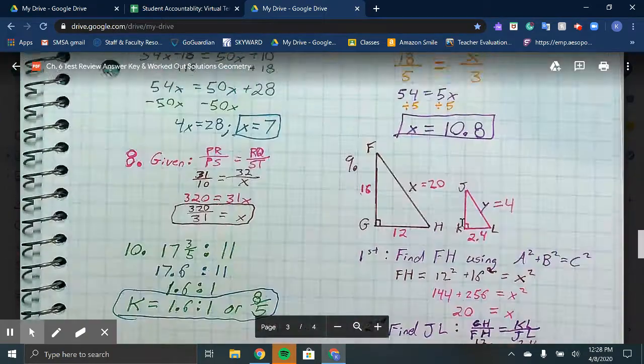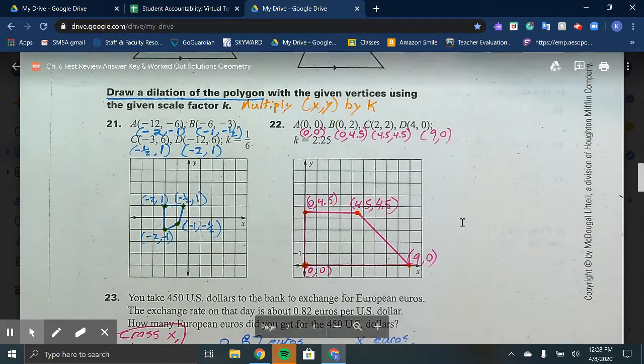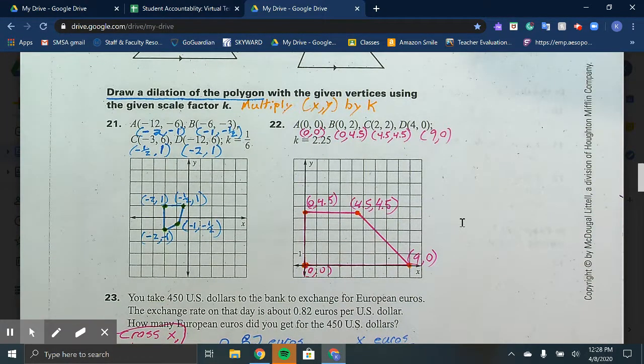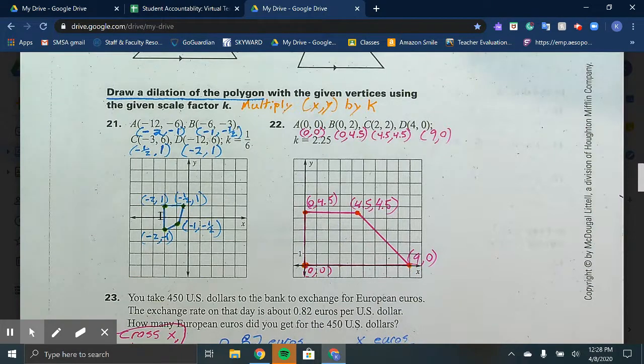Now, going back up for the two graphs, when they say draw a dilation of the polygon, that means you do not have to draw the original. The dilation would be that final figure. So what you want to do is take your original points, multiply x and y by whatever k is, your scale factor. That gives you all your new points. And then you simply graph the new points and draw in your sides.